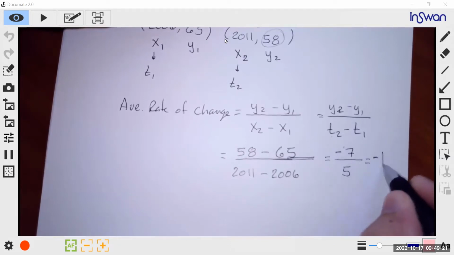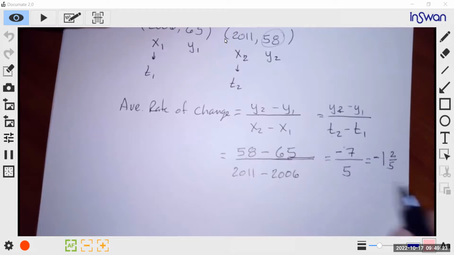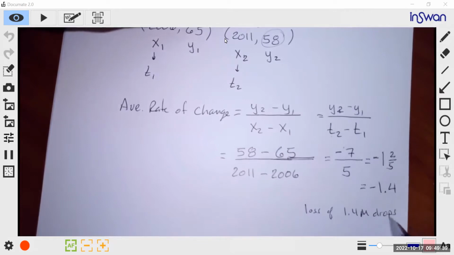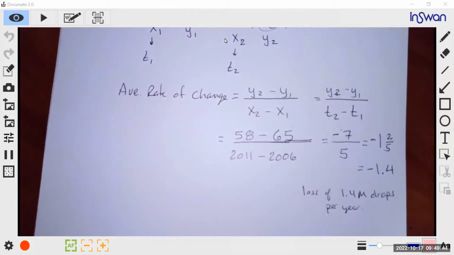5 goes into 7 once with 2 left over. 5 goes into 20 4 times. So it's a loss of 1.4 million drops per year. So we have 1.4 million fewer drops each year. That's that. That's section 13.3.